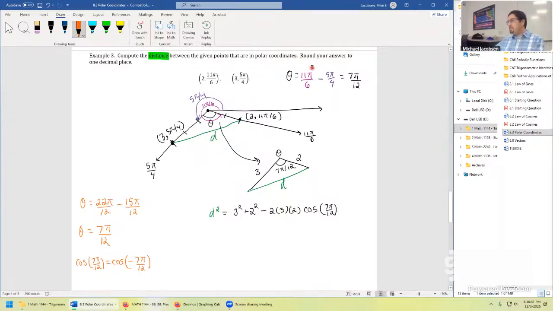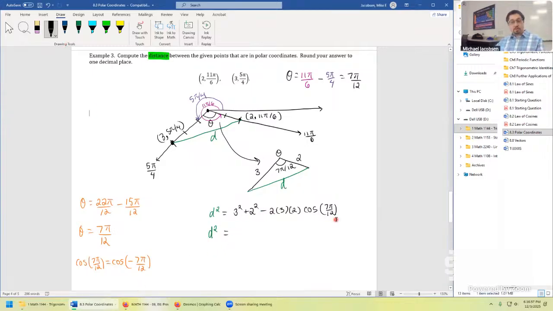So even if I just by mistake went 5 pi over 4 minus 11 pi over 6, and I got a negative angle, it doesn't matter. If you put a negative or positive angle here in the calculator, you get the same exact value. So we're just about to have the square of the distance. We just need to import all this into the calculator.